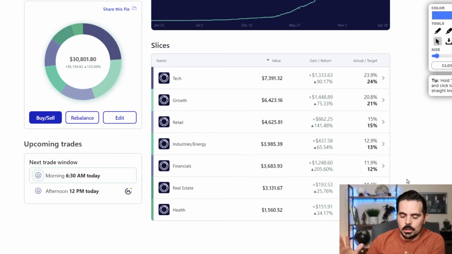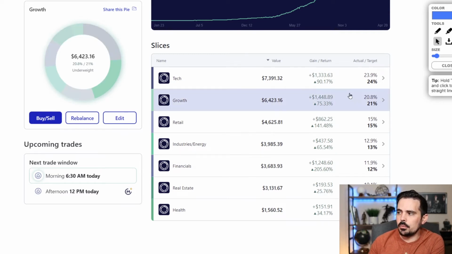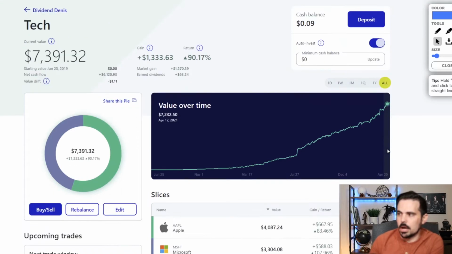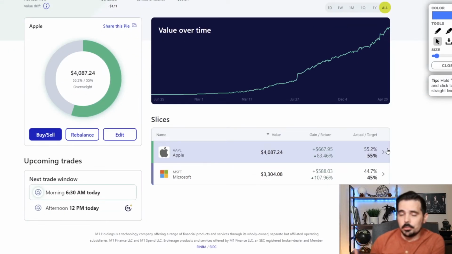Some people are really focused on that high level of growth. We got retail, we got industries and energy, we got finance, we got real estate, and we also have health as well too. So those are the different sectors. And then within each sector, I have different stocks. Like for our tech, we just have Apple and Microsoft.